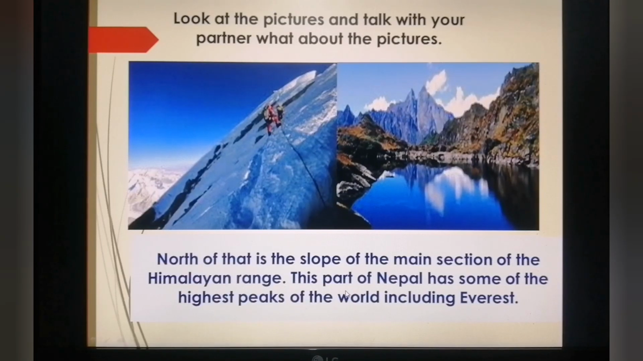This part of Nepal has some of the highest peaks of the world, including Everest. So students, if you are asked where is the highest peak of the world, that is Everest, it lies in Nepal. Everest lies in the north part of Nepal.